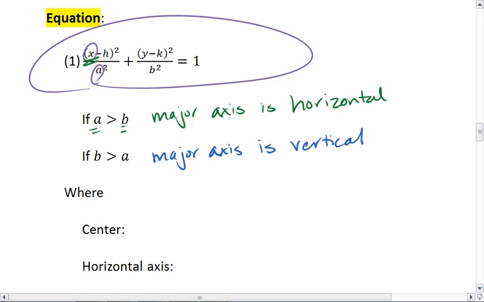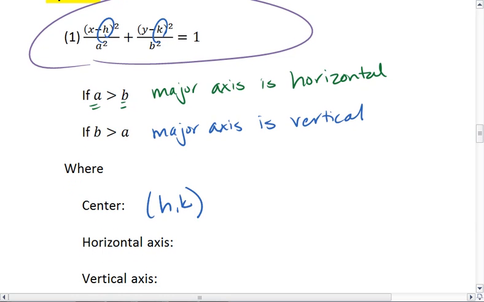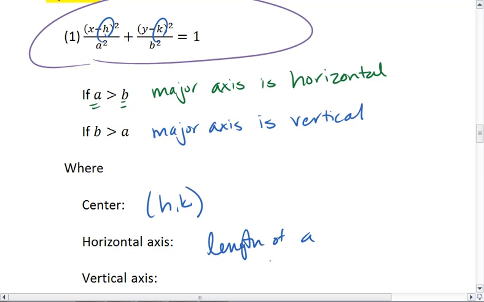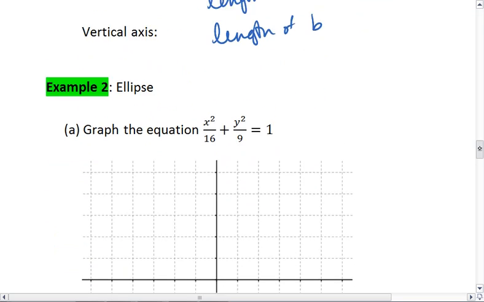And in this equation above, again, we see that our center is at h, k. Our horizontal axis, its length, is the value of a, and the vertical axis has a length of b. So we have length of a, and then length of b. So let's look at an example.